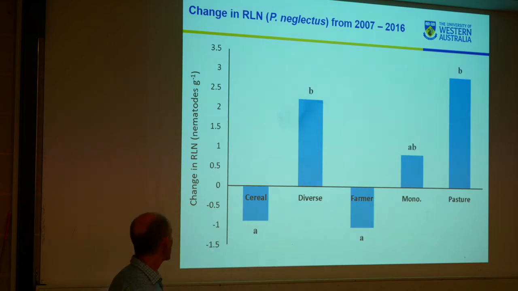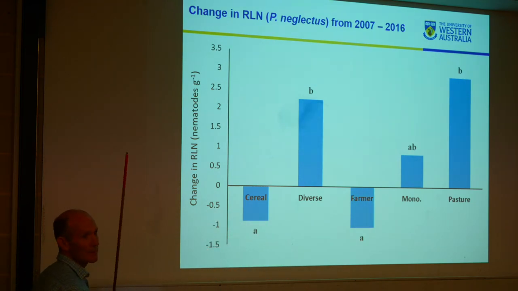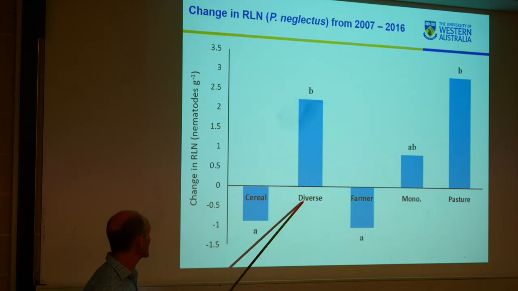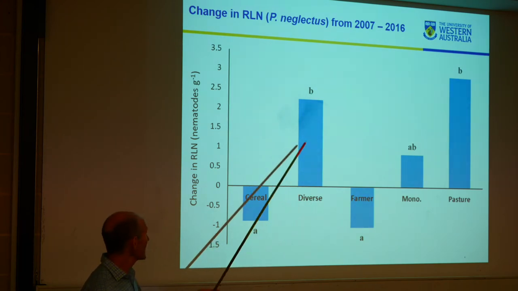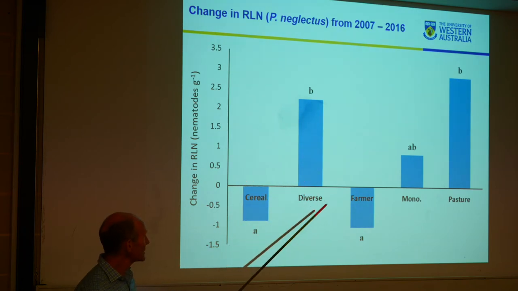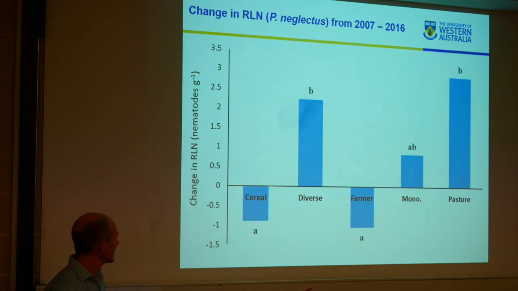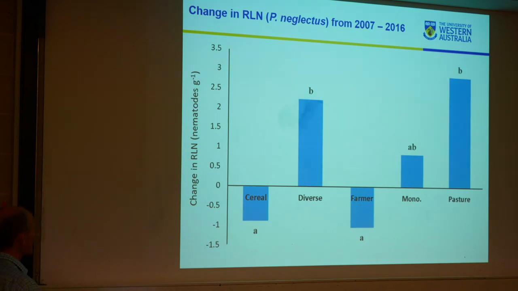Root lesion nematode had a similar result, where with the root lesion nematode, which is Pratylenchus neglectus, a significant increase in the diverse rotation, and there were also high numbers in the pasture as well. And the lowest was in the cereal and the farmer rotation, which was a bit of a surprise to me.